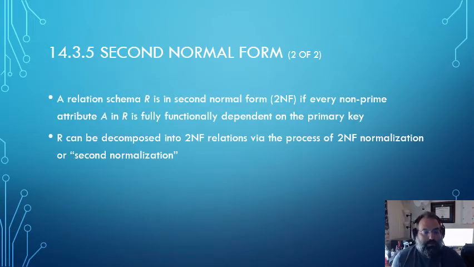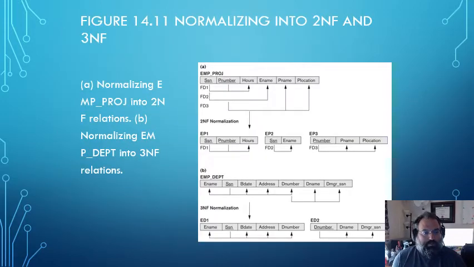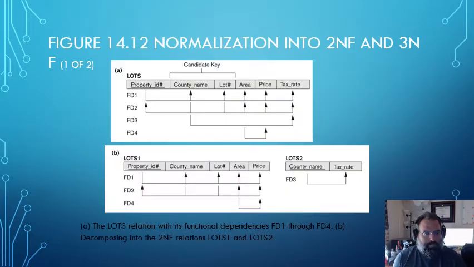A relational schema R is in second normal form if every non-prime attribute A in R is fully functionally dependent upon the primary key. R can be decomposed into second normal form relations via the process of second normal form normalization, or second normalization. Figure 14.11 is normalizing into second normal form and third normal form. Figure 14.12, normalization into second normal form and third normal form.